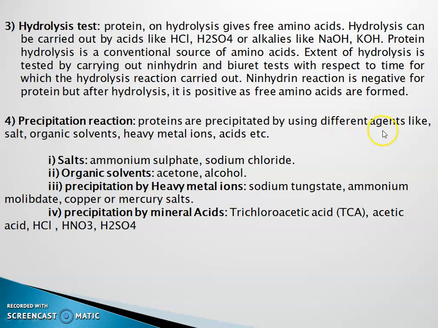Precipitation reaction. Proteins are precipitated by using different agents like salts, organic solvents, heavy metals, acids, etc. Salts: ammonium sulfate, sodium chloride; organic solvents such as acetone, alcohol. Precipitation by heavy metals like sodium tungstate, ammonium molybdate, copper or mercury salts. Precipitation by mineral acids like trichloroacetic acid, TCA, acetic acid, HCl, HNO3, and H2SO4.